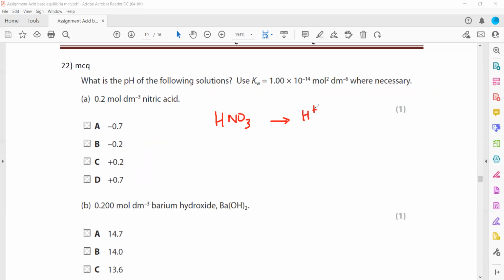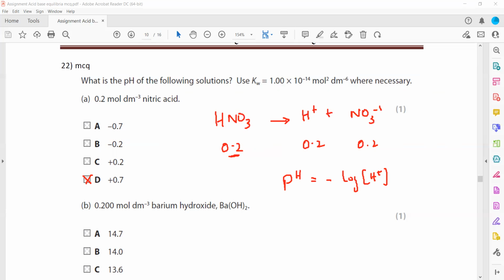Strong acids ionize completely, so the concentration of the acid is the same as the concentration of the hydrogen ion in the solution, because almost all of the molecules dissociate into ions. If I have 0.2 moles of nitric acid, what is the concentration of hydrogen ion? 0.2, and the concentration of nitrate is also 0.2. Using that, pH is equal to minus log of hydrogen ion concentration. We substitute 0.2, and the log of 0.2 gives us 0.7. So D will be the right answer.